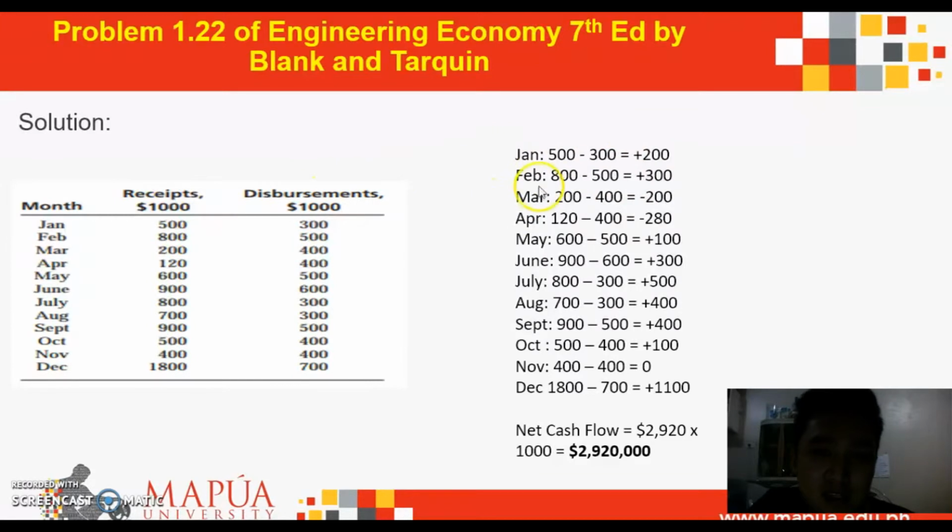Repeating this process for the rest of the months, we will arrive at a total of $2,920 multiplied by 1,000, since we have a $1,000 multiplier here. So the net total cash flow will be $2,920,000.